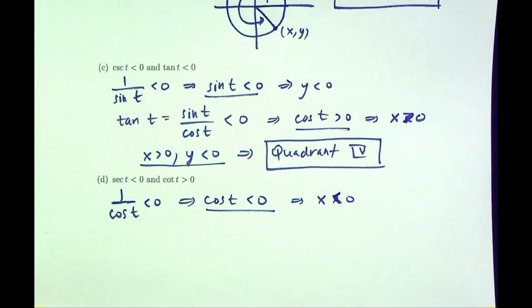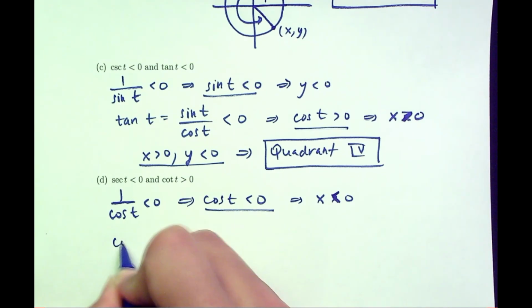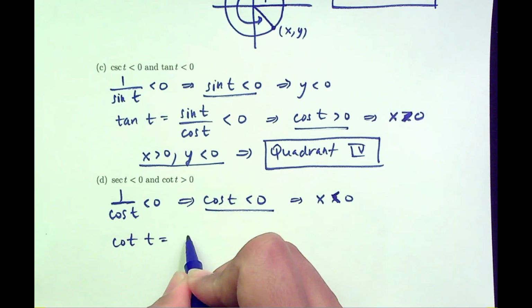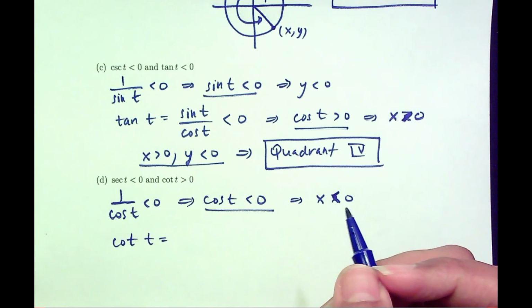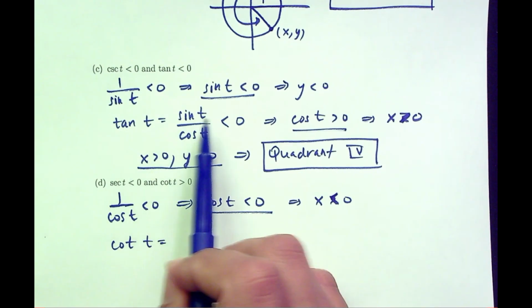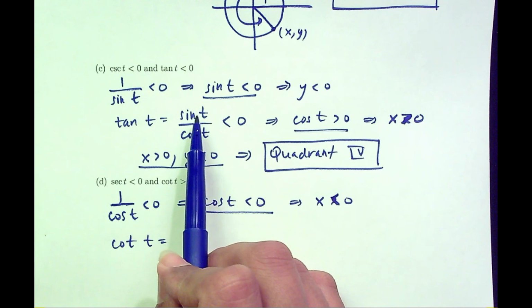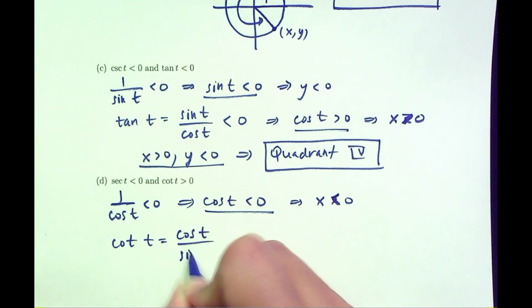So that means we're on quadrants, so far, 2 or 3. Now, what is the cotangent? The cotangent is the same as the reciprocal of the tangent. But what is the tangent? The tangent is sine over cosine. What is the reciprocal of this? If you flip this, this is just going to be cosine over sine.